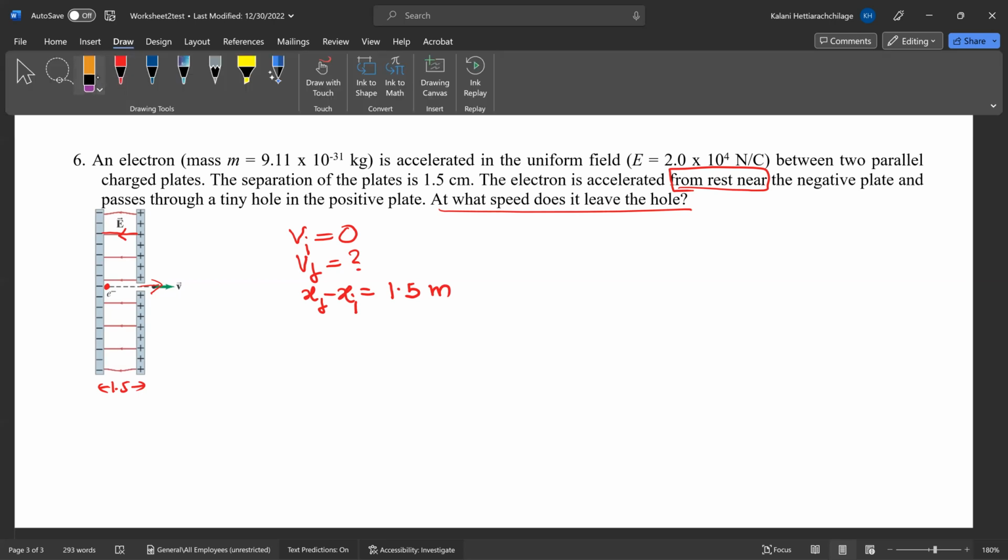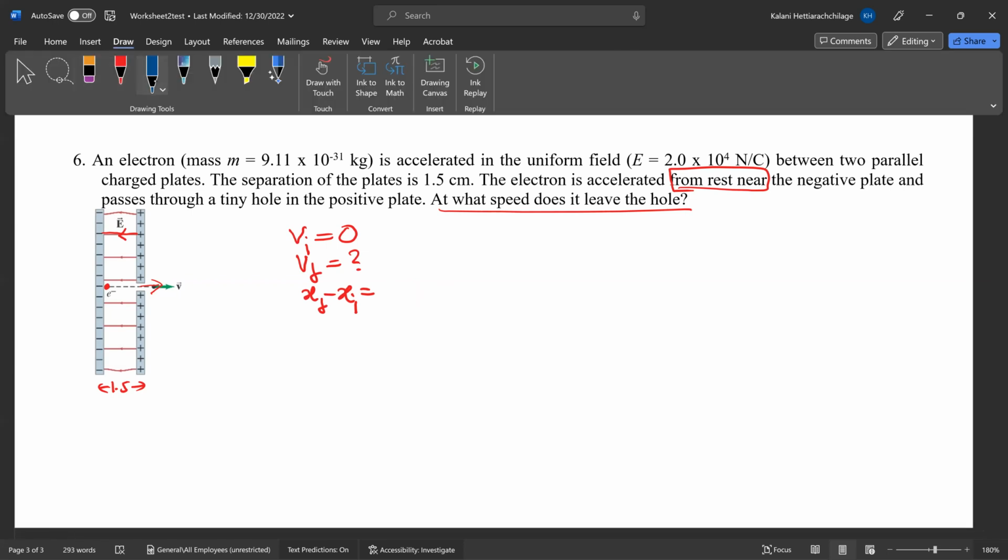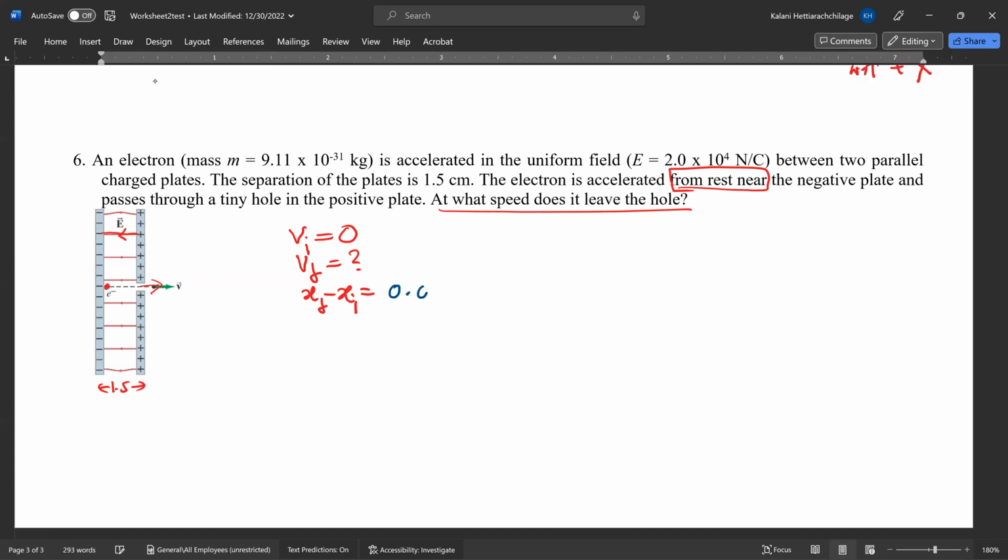Let's change it into meters. So we have 0.015 meters. Okay. And now the electric field is given. Now we need to understand that this will accelerate. This is where it starts. This is where we're going to decide the final position, right?